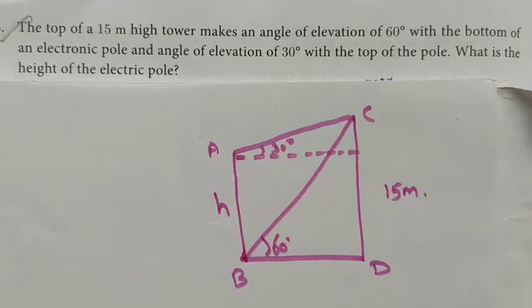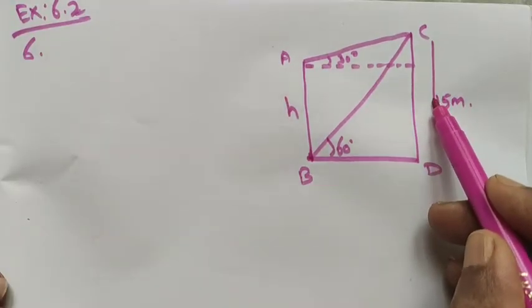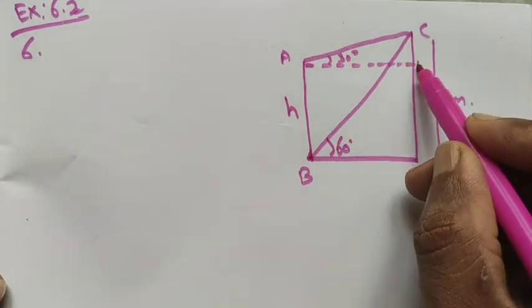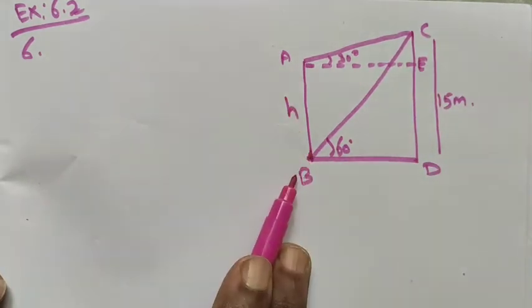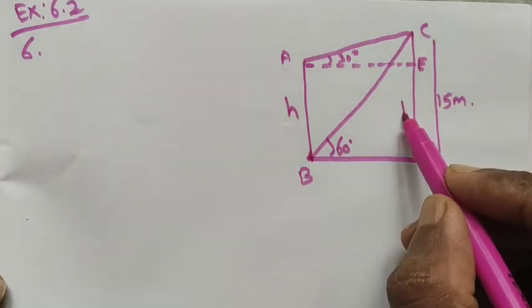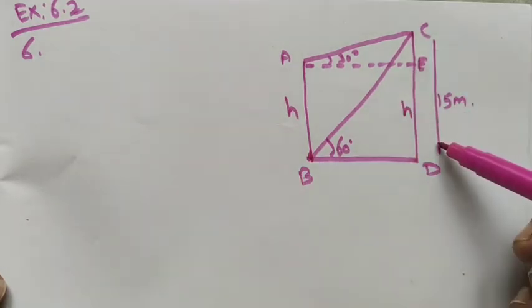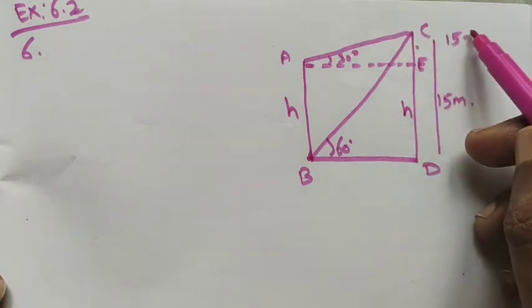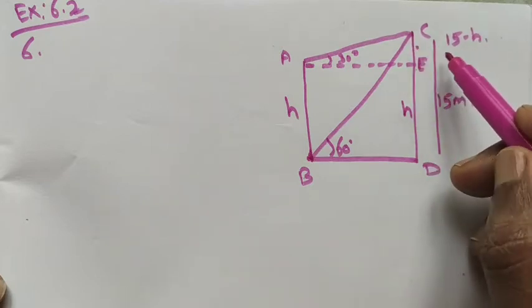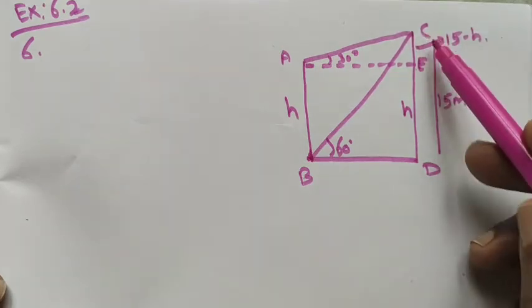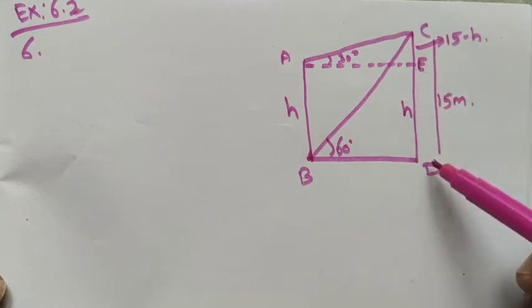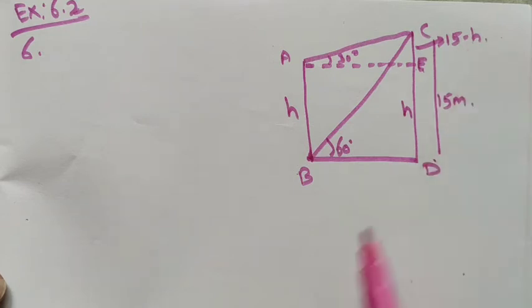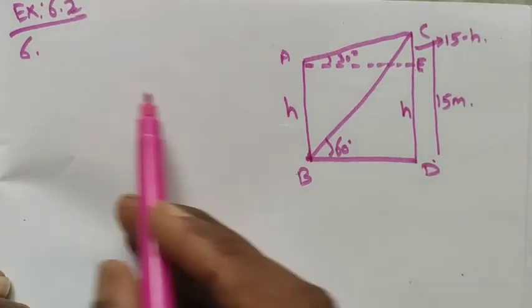Right? Now see, the total CD is 15 meters. A to B, the line, let me take this other point as E. So A to B is nothing but E to D. This also is H. So total 15, this term is H, then this is 15 minus H. This position of CE is the total distance 15 minus ED. CE means CD minus ED, right? So 15 minus H.